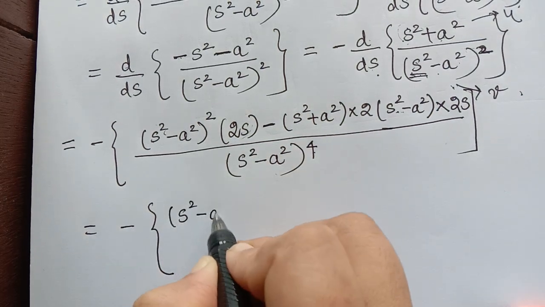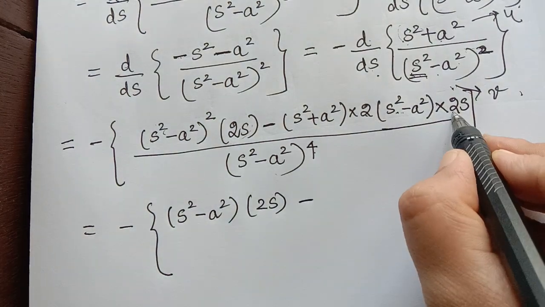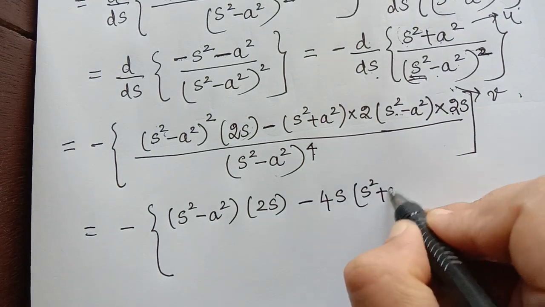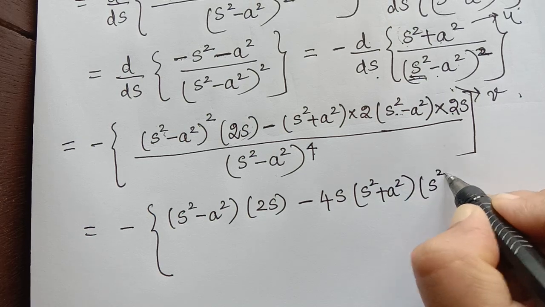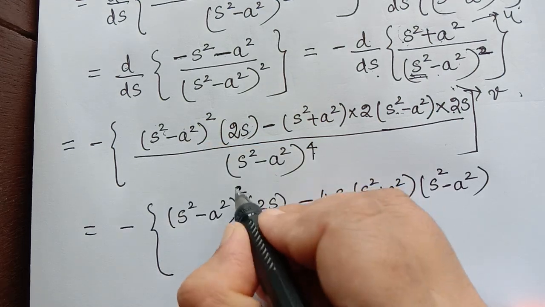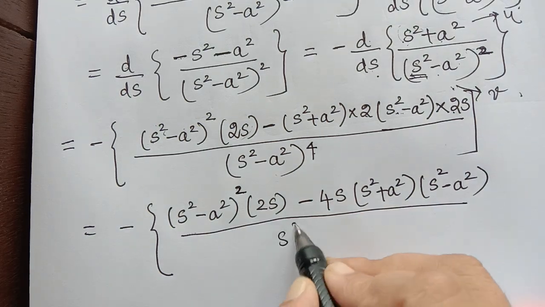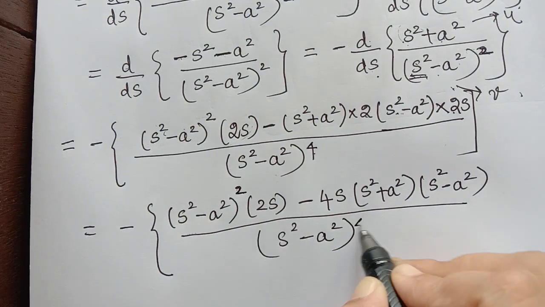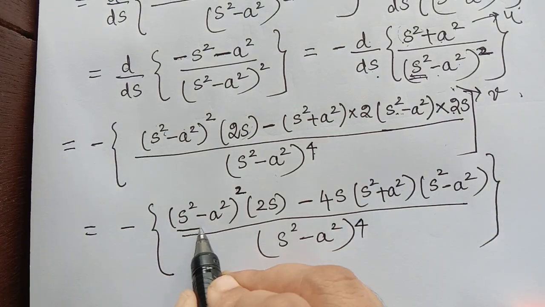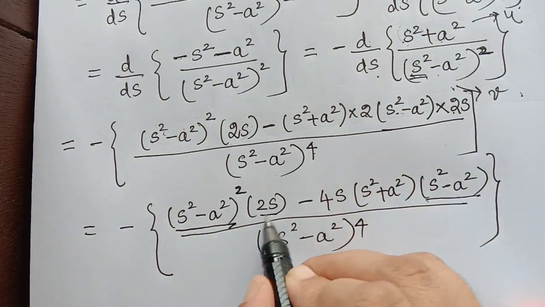So it will be s square minus a square multiplied with 2s minus, now here 2 times 2 is 4, so 4s multiplied with s square plus a square, and then s square minus a square, and here you have a square which I left, kindly make a correction. So this is s square minus a square divided by the denominator s square minus a square whole to the power 4. Now in the next step we will take this s square minus a square common from these two terms, and one of the two is common.